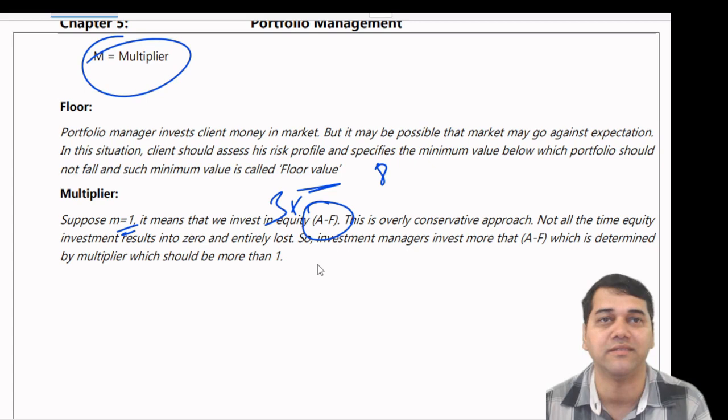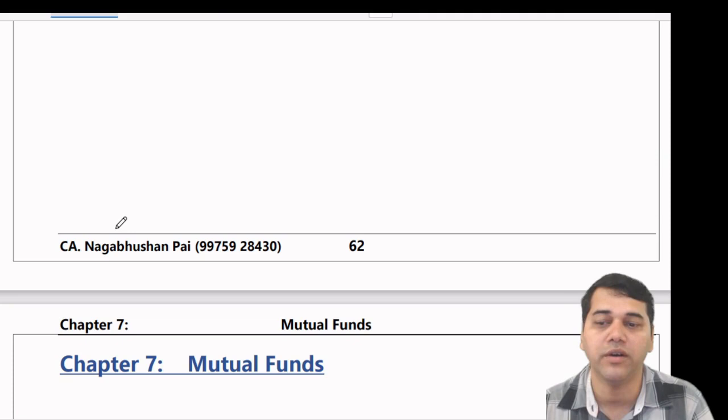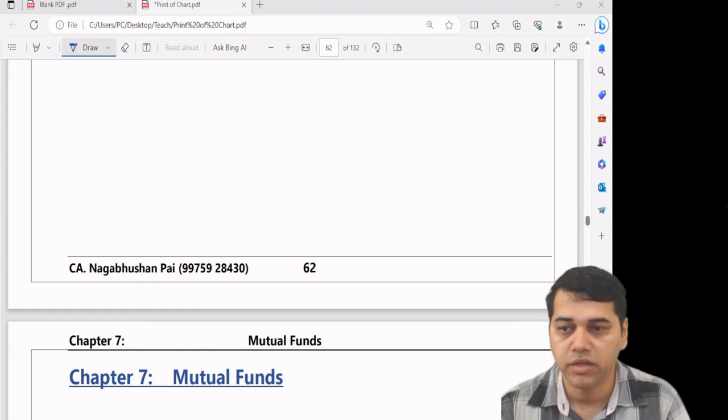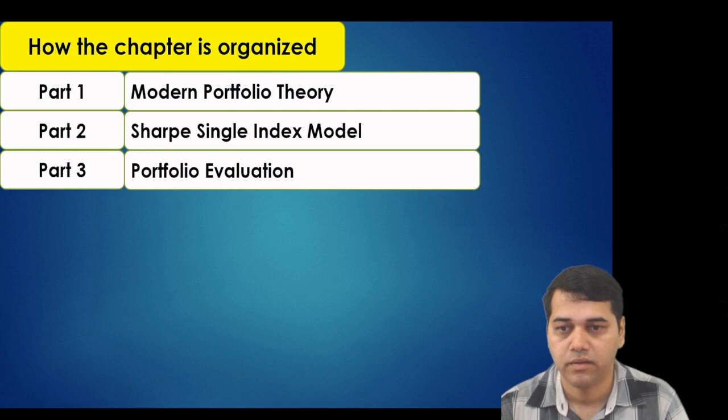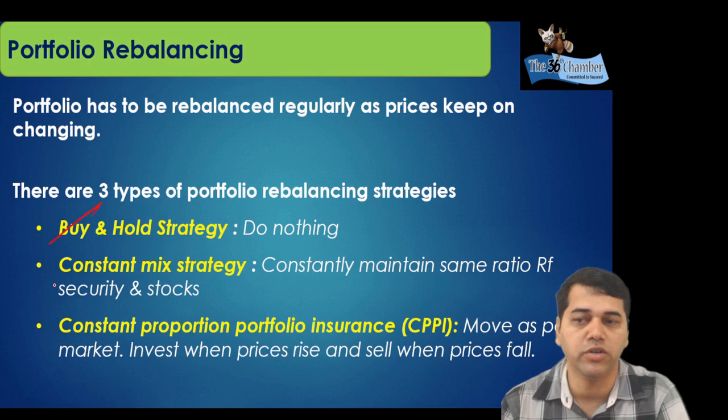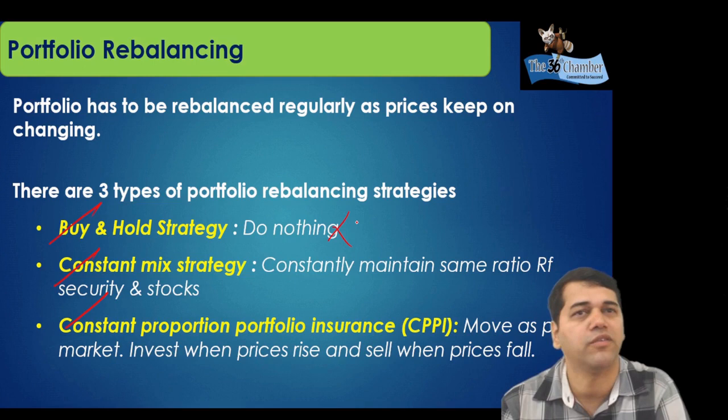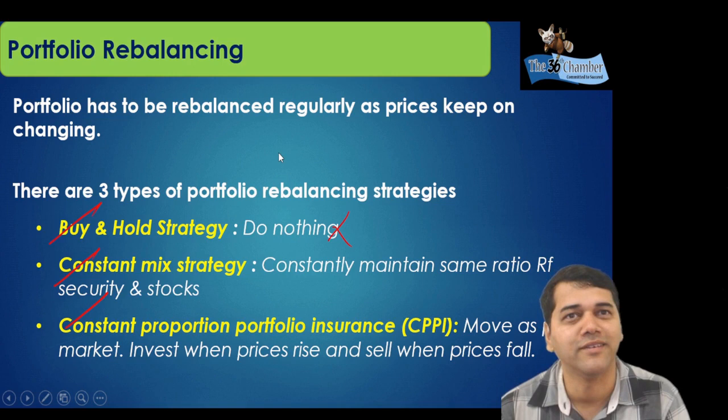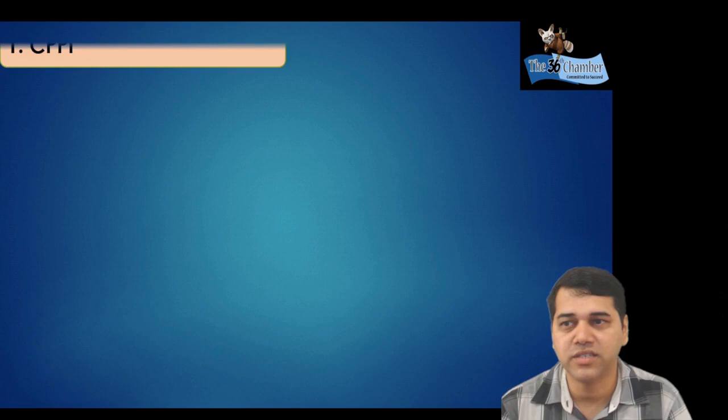Understood this logic? So thus we have got three portfolio evaluation techniques. Yes, so now we will move on to the Q&As. Portfolio rebalancing we discussed: buy and hold, constant mix, CPPI. So they may ask you any question. Floor, multiplier we discussed, CPPI.